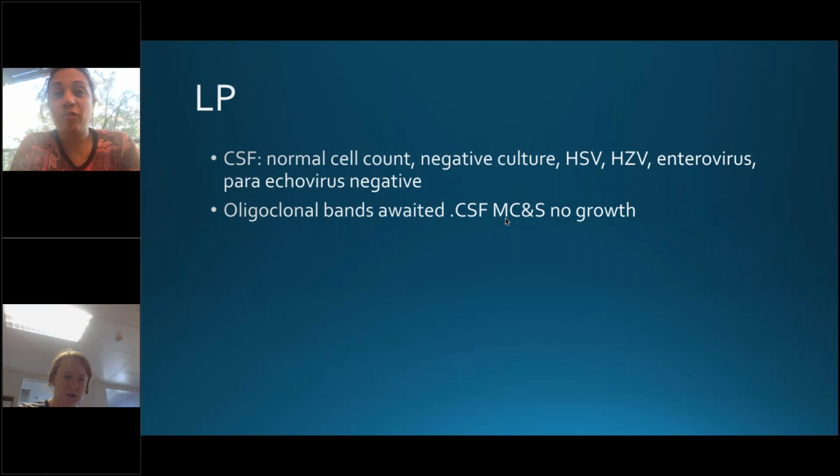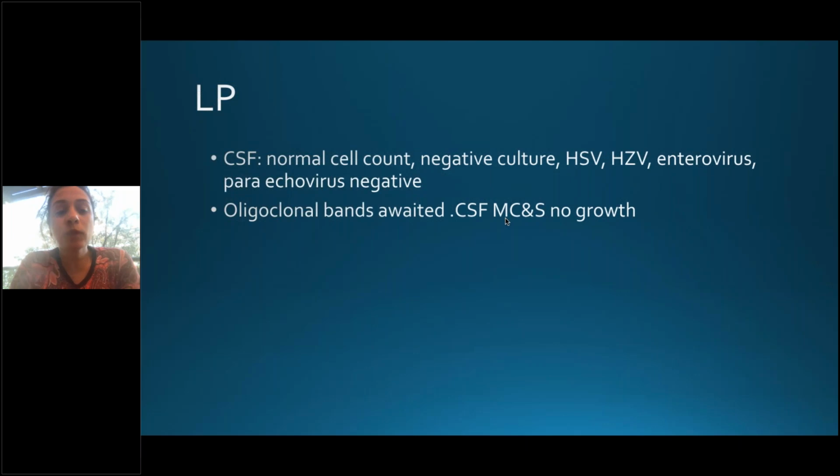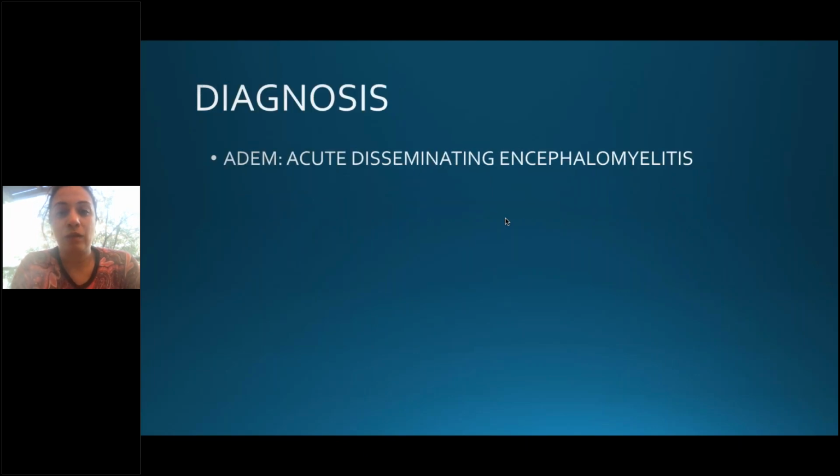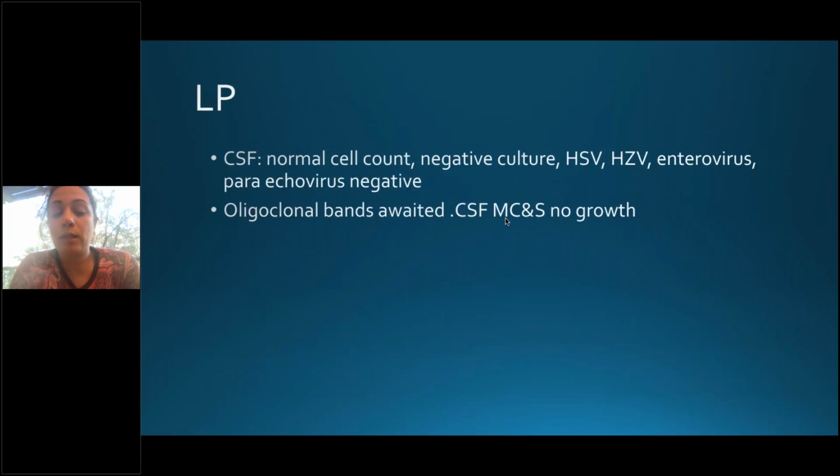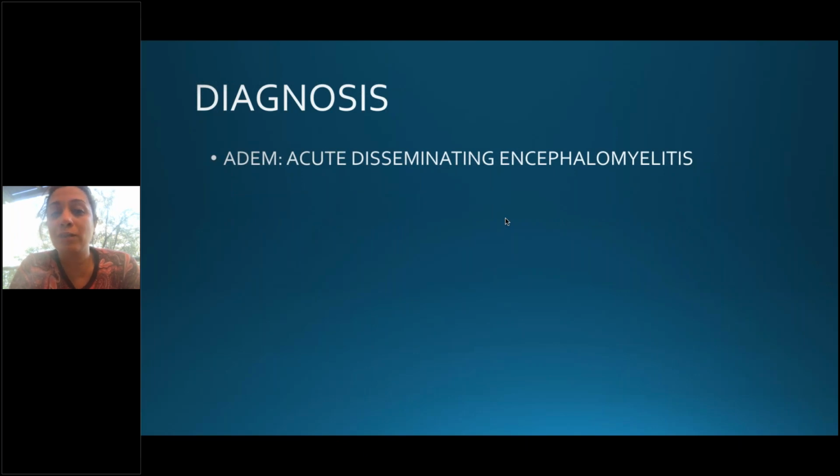His lumbar puncture didn't reflect a lot of changes, so he had a normal cell count, and after 48 hours, there were negative cultures. The CSF virology was also normal. We also sent some oligoclonal bands, but they're not back yet, and I will explain why a bit later when we talk more about the details of the case. Because his cerebrospinal fluid was normal, we stopped all his antivirals and antimicrobials, and we thought at this point our differential changes. We are now thinking of an acute disseminating encephalomyelitis.